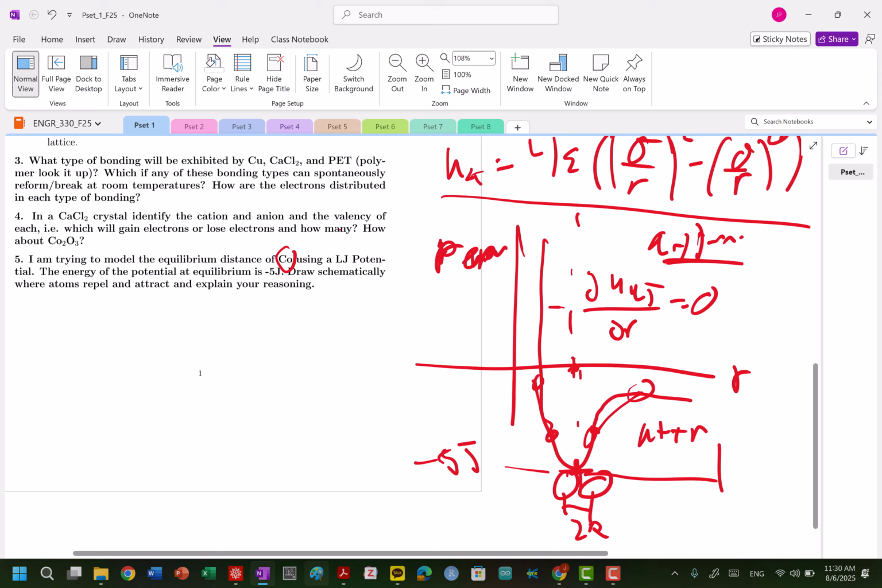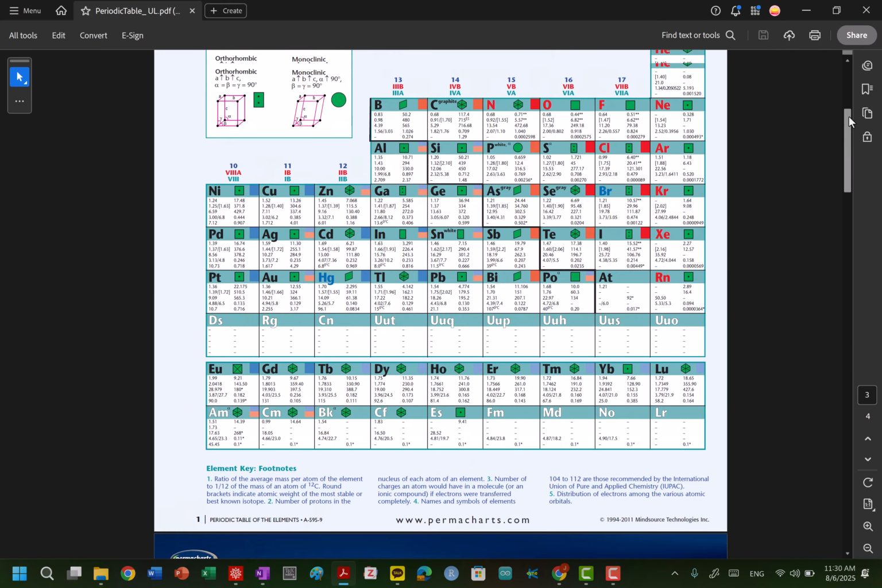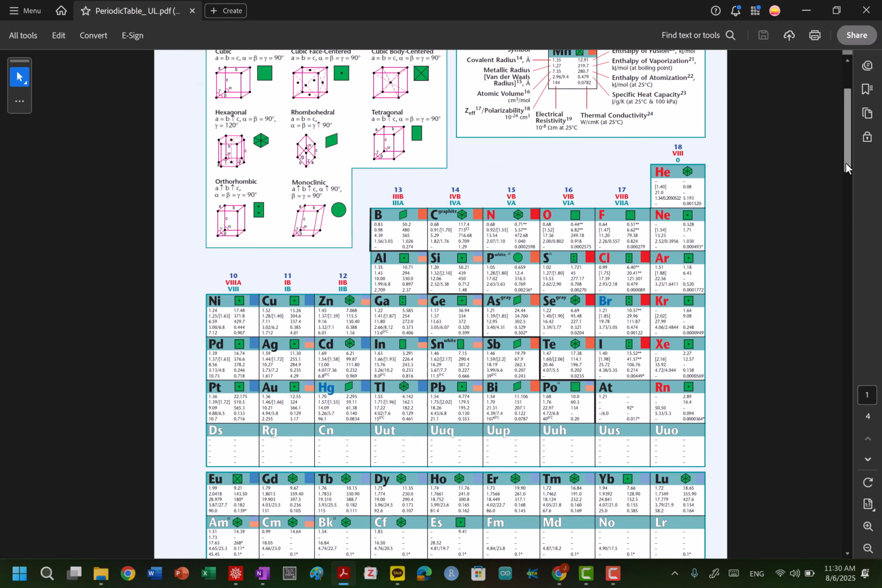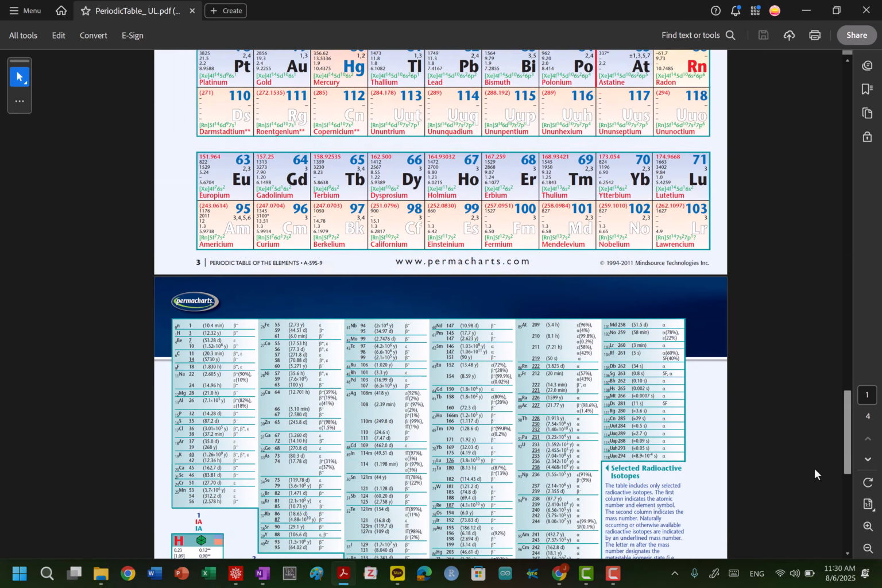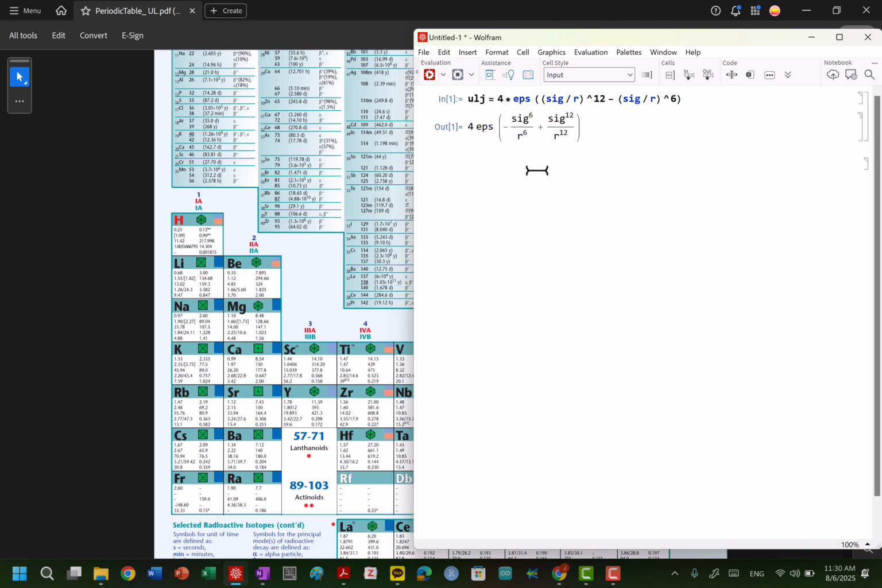So if we're looking at cobalt, cobalt's a metal, so I want to look at the metallic radii, which is right below here. Cobalt is 1.25 angstroms. So my equilibrium distance, R_eq, is going to be equal to 1.25 times 2 times 10 to the minus 10 meters. 1.25 angstroms times 2. So that's our equilibrium distance.